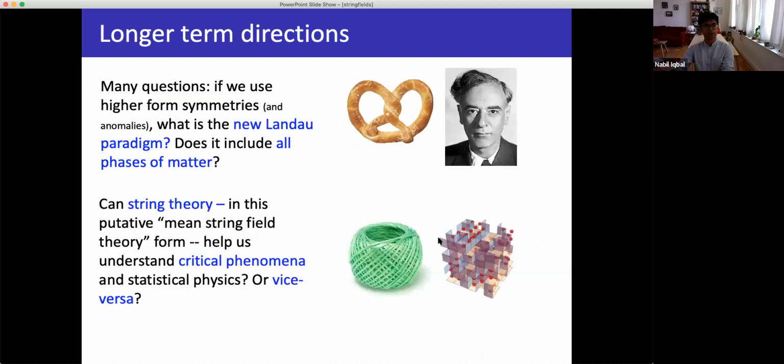But the longer term questions are really, if we use these symmetries, can we build a new Landau paradigm? What does it include? Does it include all phases of matter? And can string theory help us build this new Landau paradigm? Can it help us understand statistical physics? Or vice versa, can statistical physics help us understand non-perturbative ways to formulate string theory?